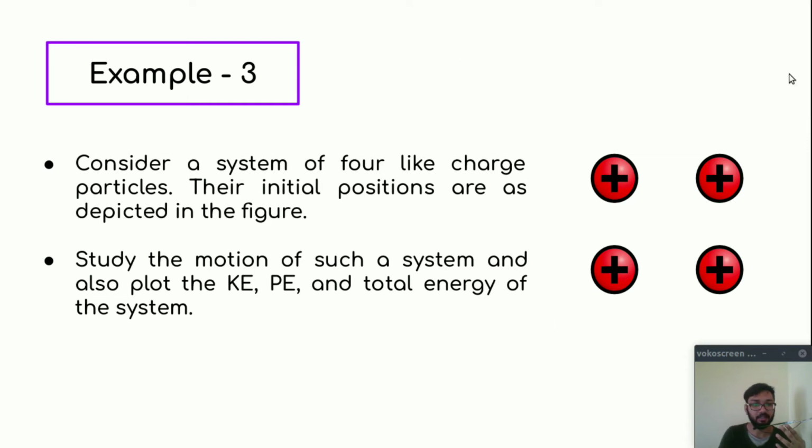And this system doesn't have any initial kinetic energy. Okay, study the motion of such a system and also plot kinetic energy, potential energy and total energy of this system. Now this kind of example we have already seen in Coulomb potential, right? And in that part we have seen that they just fly away due to repulsive force. And in that manner this example is also very interesting, as you will see the direct effect of this magnetic field.